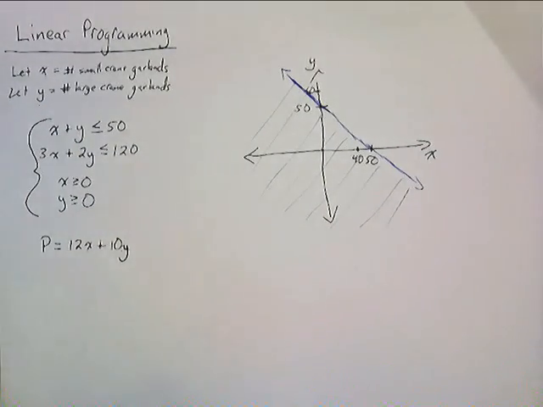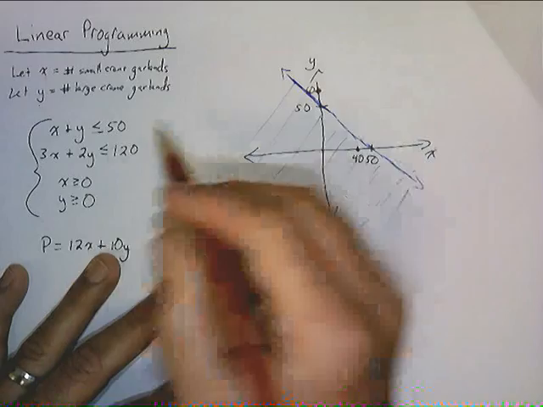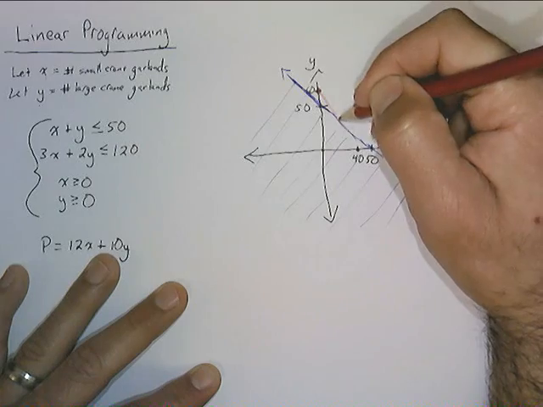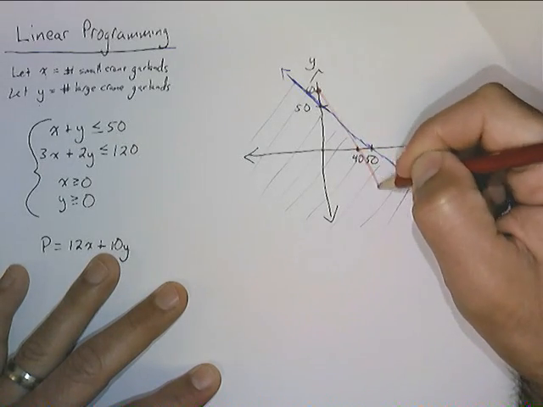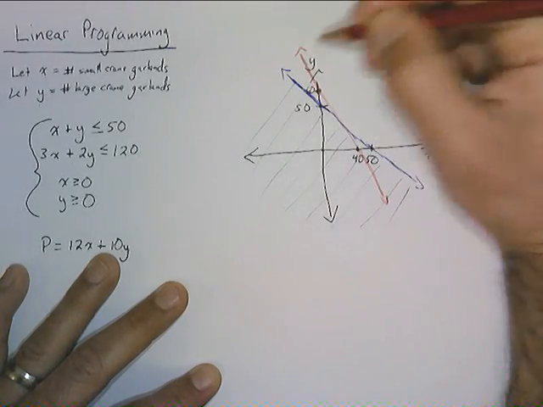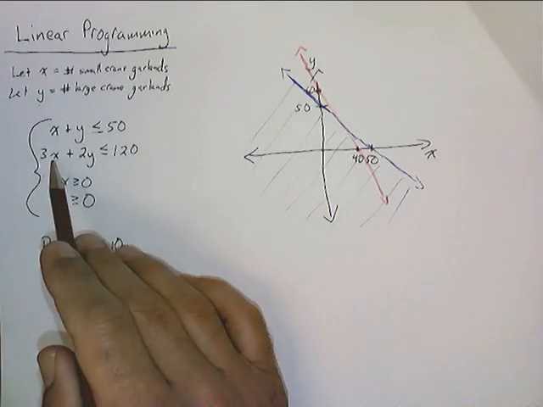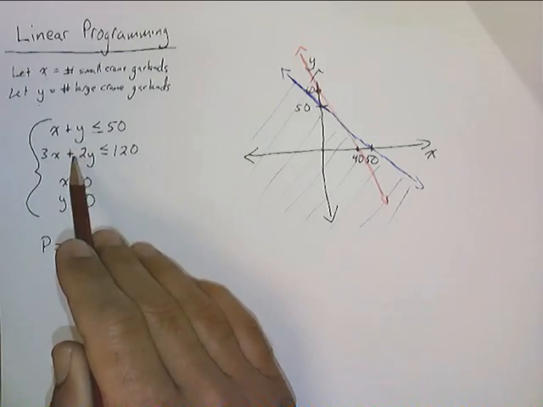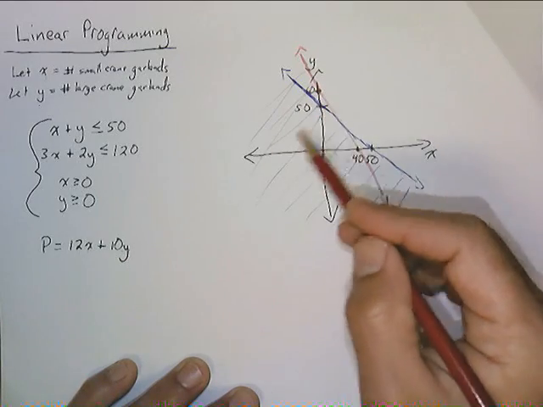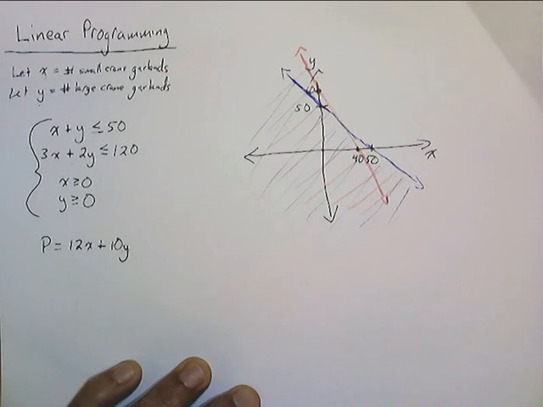And so we just put dots here at those two intercepts, and first we connect the dots. We want to include the boundary line because it's less than or equal to. And now we test a point like the origin. 3 times 0 is 0, plus 2 times 0 is 0. Yep, 0 is most definitely less than or equal to 120. So again, we want to shade to the side of the boundary line with the origin.